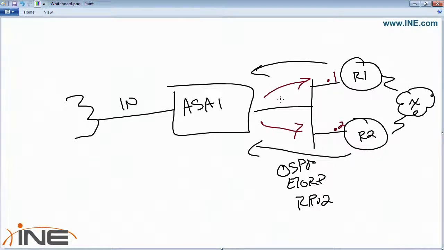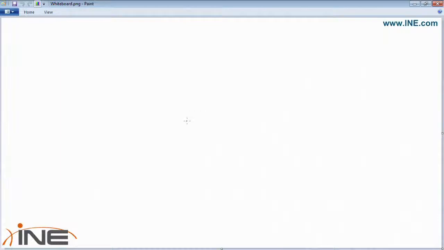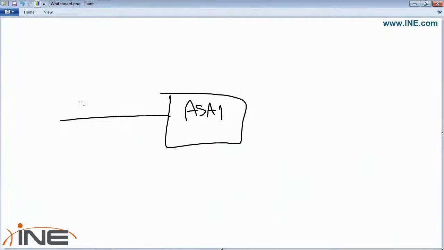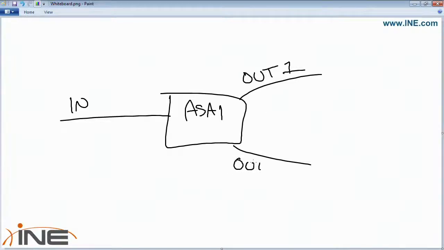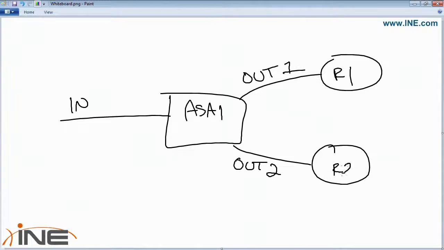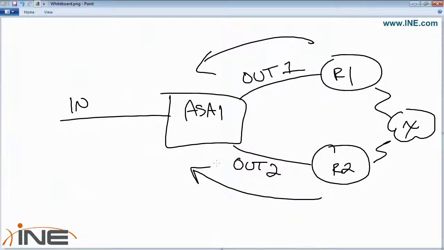What would not be a supported design, though, is if we took the same type of situation, so we have the ASA, we have the inside, but now we have two different outside segments. We have outside 1 and we have outside 2, where this is router 1, this is router 2, and then again they're advertising the same prefix X through dynamic routing. In this particular case, the ASA would not be able to do ECMP.